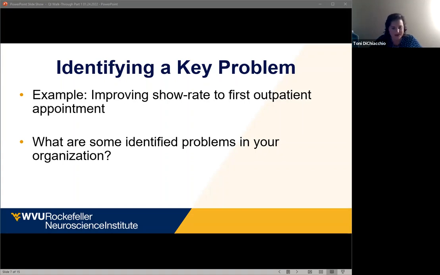So with those very high level considerations, did you guys at Northwood have thoughts yet on the key problem that you want to look at? And if so, how was it identified?